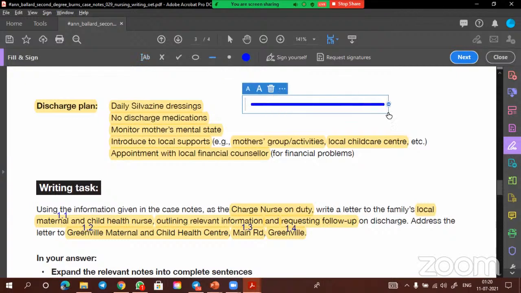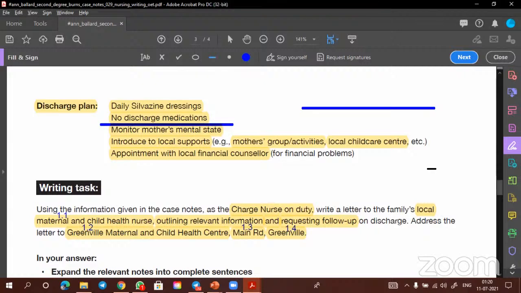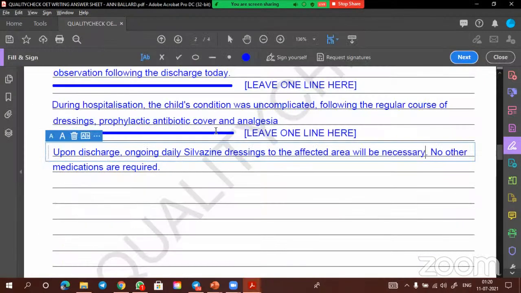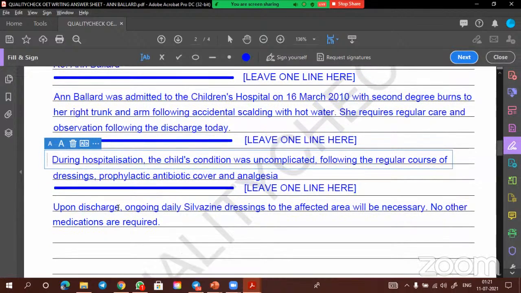So the discharge plan is divided into two parts. The first one is related to the baby and the next part is related to the mother. So you should understand the difference. Now you have to write about the mother. The child is finished. We have discussed all the things related to the child. Nothing more regarding the child here. So two paragraphs we have written regarding the child. The first one is the introduction, the second one is during hospitalization, and the third one is upon discharge.